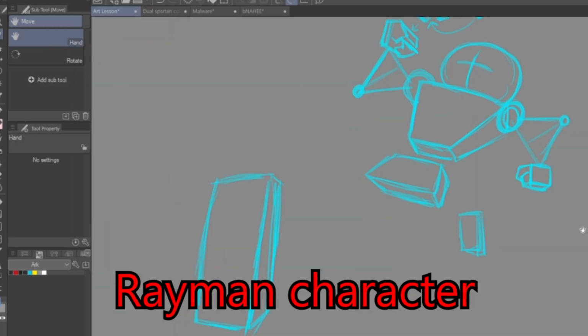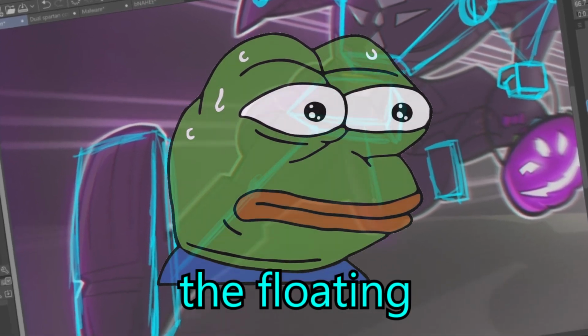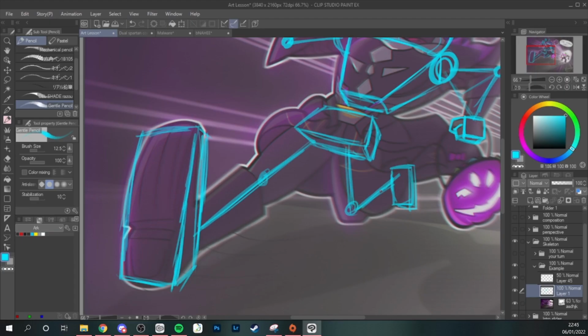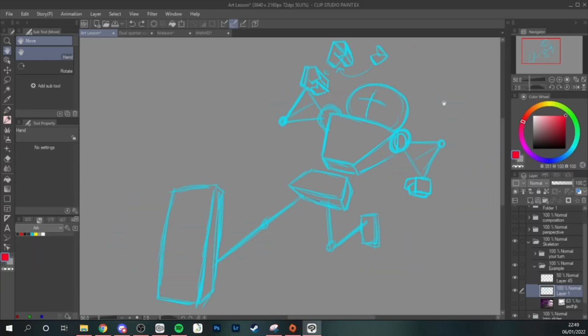Looking like a Rayman character, but I'm glad you called it Rayman instead of the other series with the floating heads and shit. Yeah. Clearly, Rec Room avatars. What? I'm gonna quickly go to the toilet. I'm gonna leave this up. I'll be right back.